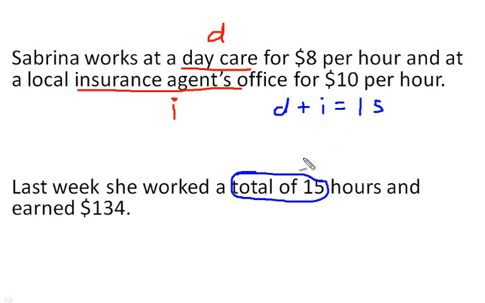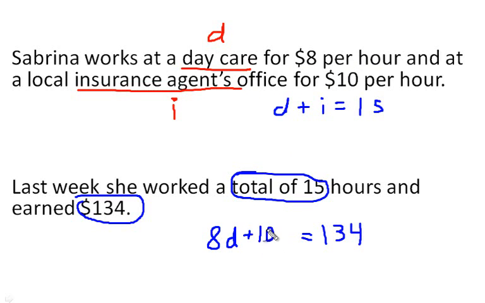For our second equation, we know she earned a total of $134. So what she made was $134, and how much she got paid depends on how many hours she worked at the two different locations. So for the daycare, she got $8 per hour. So $8 for every hour at the daycare, which is D. D represents the number of hours she worked at the daycare. And then we're going to add $10 per hour that she got paid at the insurance agent's office. So she got paid $10 for every hour at the insurance agency, which is represented by I. So this would be our second equation.